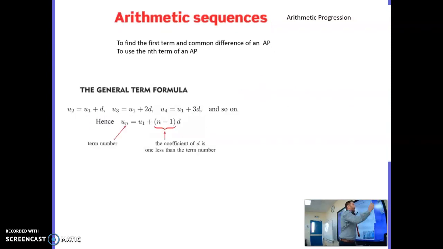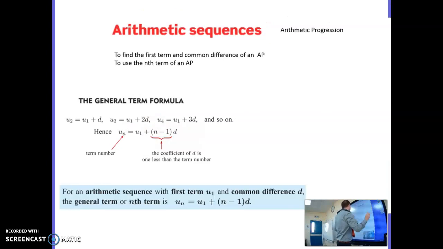Now, if we know that, we can generalize a little bit. For any term in the sequence, we can work it out by taking the first term and adding 1 less than the term we're on, multiplied by the difference. So when we're on the fourth term, we take the first term, and then this n minus 1, well, that's going to be 3, multiplied by the difference. This is the general term for any arithmetic sequence.